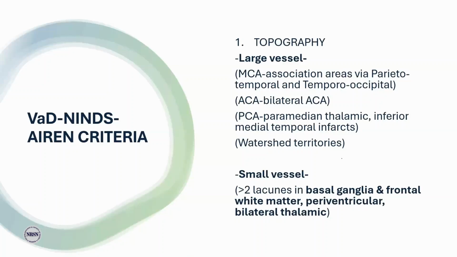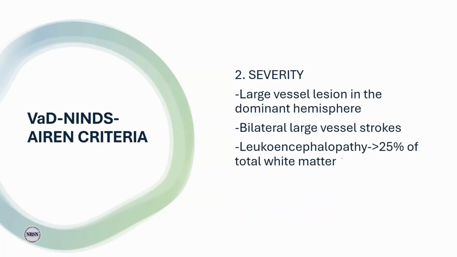Now, for small vessel lacunar infarct, it is stated that at least greater than 2 lacunar infarcts should be seen in the basal ganglia, the frontal cortex, and periventricular or bilateral thalamic areas. Now, based on severity, the large vessel lesion should be seen in the dominant hemisphere.